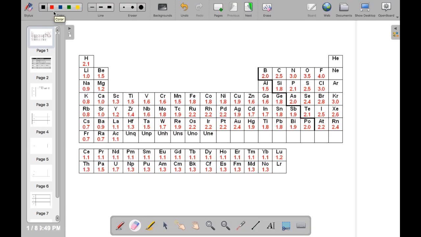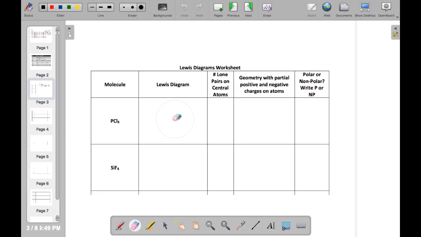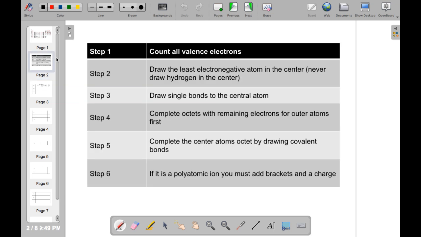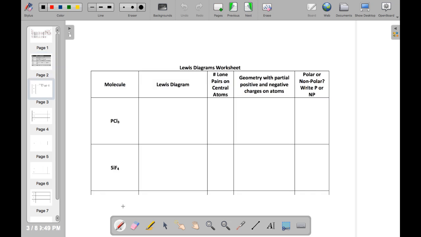Alright, welcome back. Today we are going to tackle how to draw Lewis diagrams. So I have this nice worksheet here, and I also put in this list of instructions. The first thing we're going to do is count all valence electrons for a molecule. We're going to draw the least electronegative atom in the center, draw single bonds to the central atom, then complete the octets with remaining electrons on the outer atoms first. So let's go ahead and check this out.